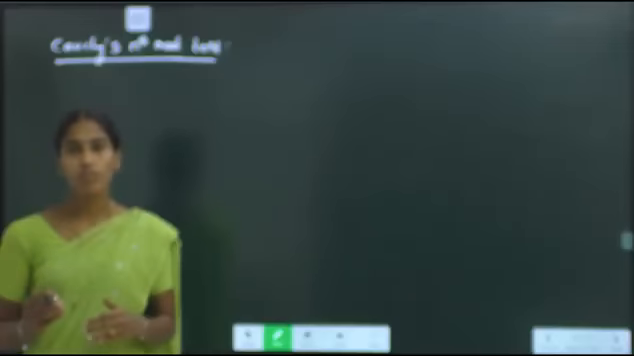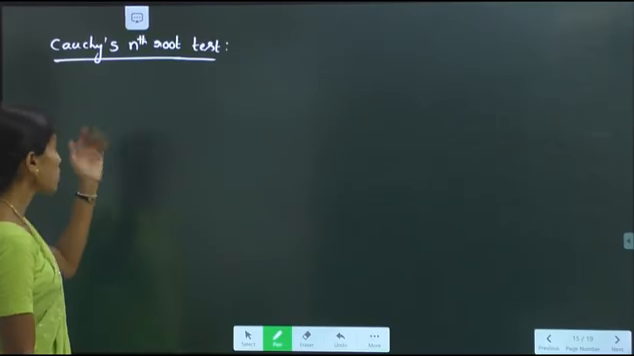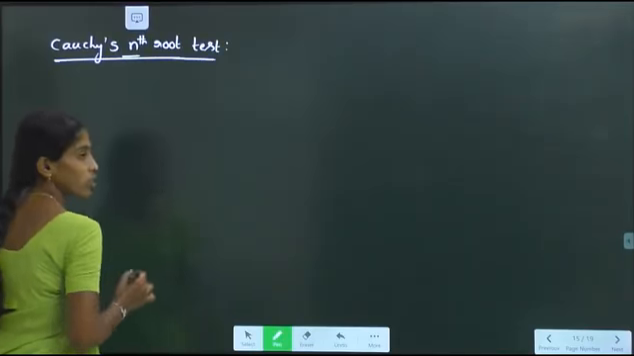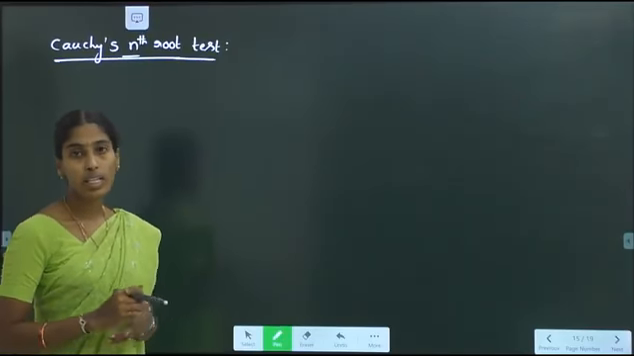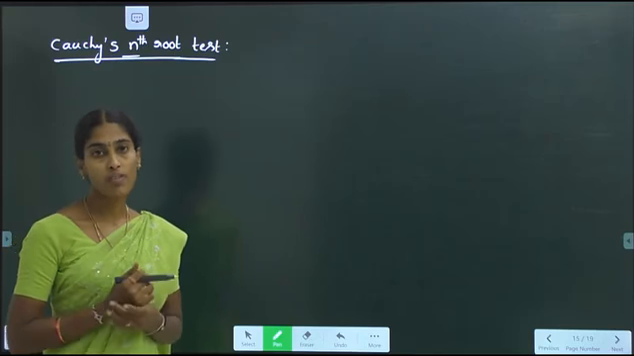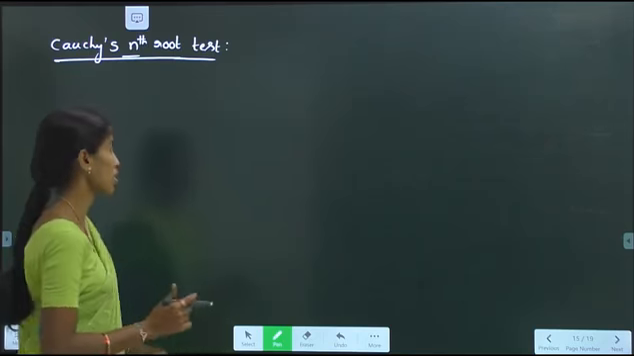Now in this class I am going to explain the next concept, which is Cauchy's nth root test. The name itself gives that it is the nth root test. That means, if the given series un consists of nth power of itself as a whole, then only we can use this Cauchy's nth root test.